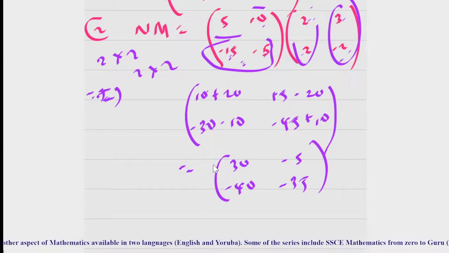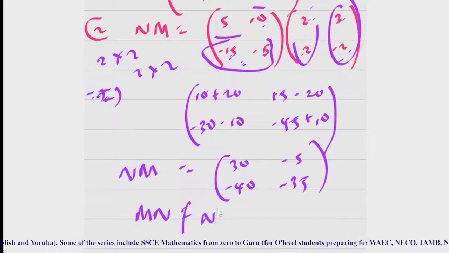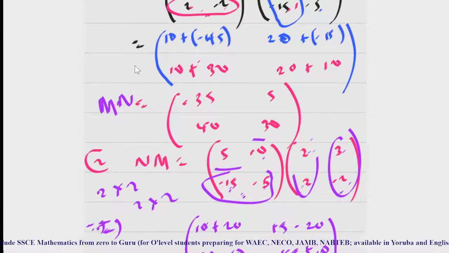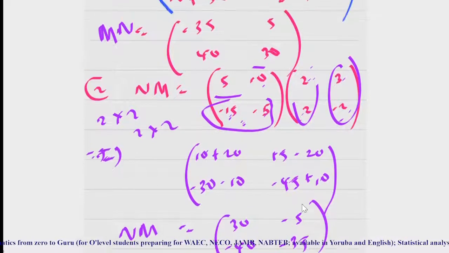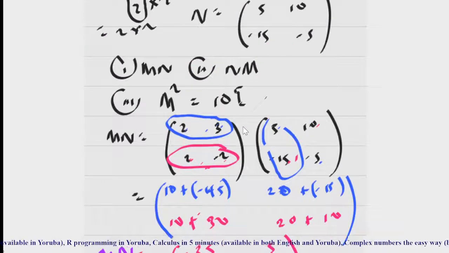Are they equal? Is mn equal to nm? You can see they are not equal because this is my mn: I have minus 35, 5, 40, 30, and your nm is 30, minus 5, minus 40, minus 35. Then you can say that the product of two matrices is not commutative. If that is clear, let us do the third example.